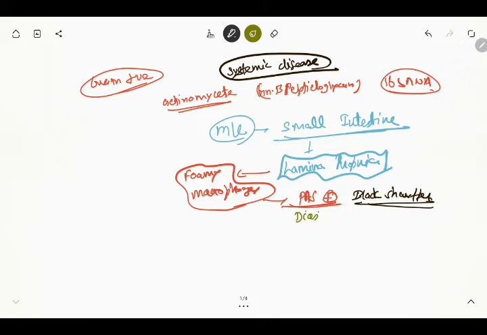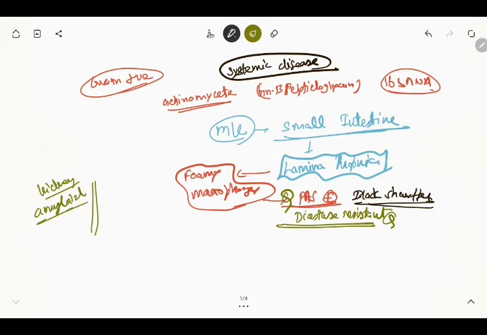and diastase resistant, that is, negative for diastase. It is an important feature you have to remember, because in the same way, if you see in your kidney, amyloid is again PAS positive, plus Congo red positivity is seen.